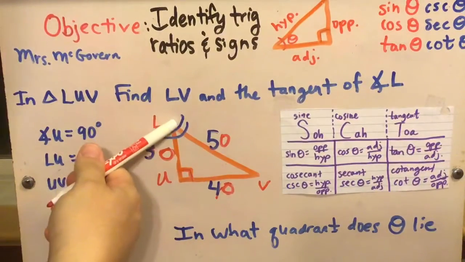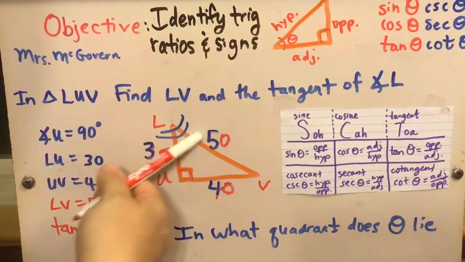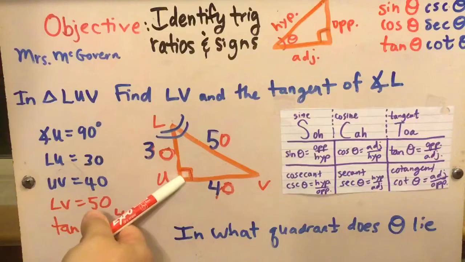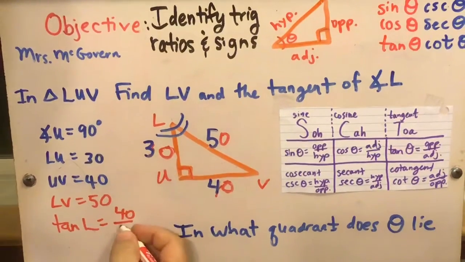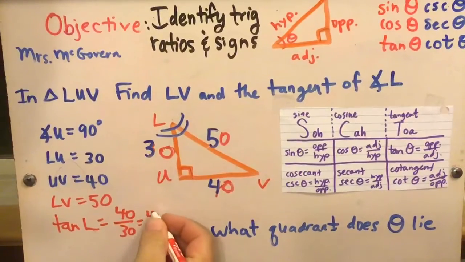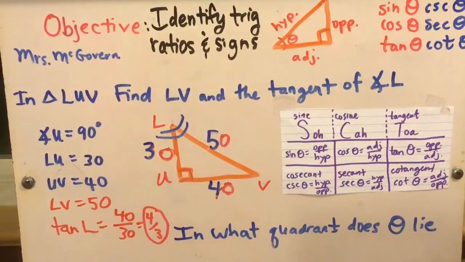So what's opposite L? If you go across, you'll see it's the 40. And the adjacent could either be of these, so you have to look and see. The one opposite the 90 is the hypotenuse. So the 30 is the adjacent. And then, of course, you can reduce that. So the answer to this problem is 4/3, unless you're supposed to round to the nearest tenth.